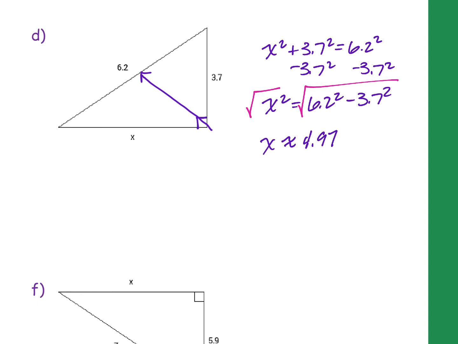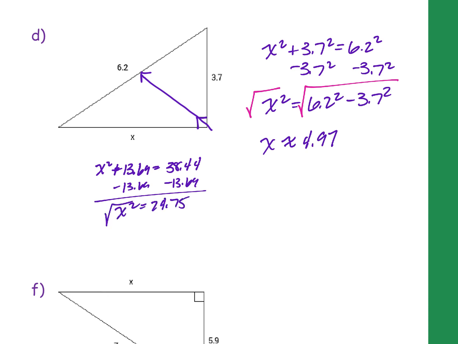So I'm not going to tell you that you can't write it out. I can do x squared plus 13.69 equals 38.44. I square these out, and then I subtract 13.69, and I get x squared equals 24.75, and then I square root it. I'm still going to end up with this answer. You can do that. I can square out the decimals.